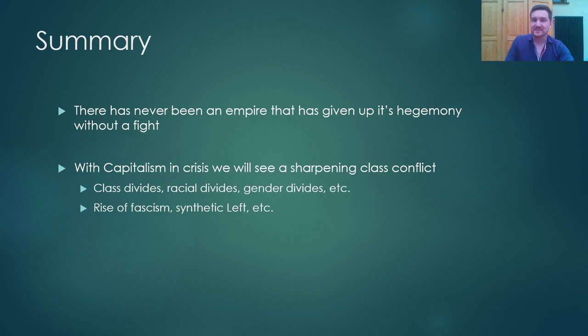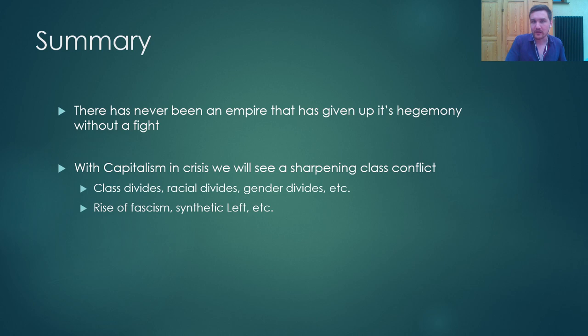And of course, with capitalism in crisis, we'll see a sharpening of class conflict, and this means that all other types of conflict will also be sharpened. This means class divides, the poor and the rich, or racial divides, white people against black people, or Asian people, or Russian people, or gender divides between men and women will increase, and we see a rise of fascist ideology, and we'll also see a rise of this synthetic left, right? In Germany, it's the Green Party. This fake progressive left is in fact, when it comes to economic terms or geopolitical terms, identical to right-wing parties.